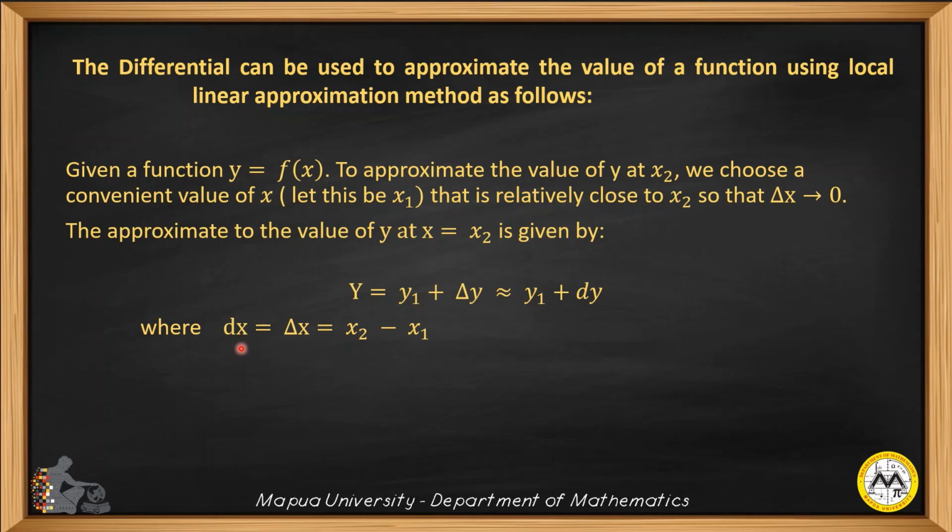Now please take note, the differential in x and the increment in x are equal. dy is equal to f prime of x dx, and this should be evaluated at x sub 1. Please take note that dy, the differential dy, is not equal to delta y. However, the value of dy can be made as close as possible to delta y. Hence, it can be used to approximate delta y whenever dx or delta x is set to be very small, approaching 0.